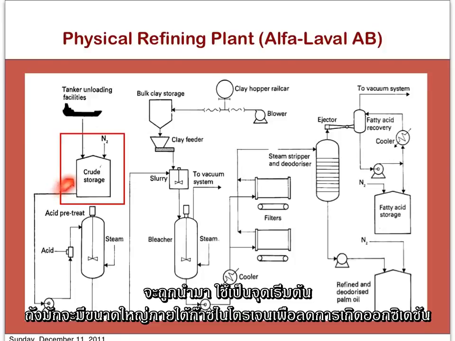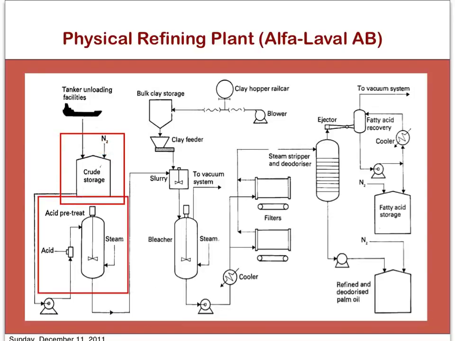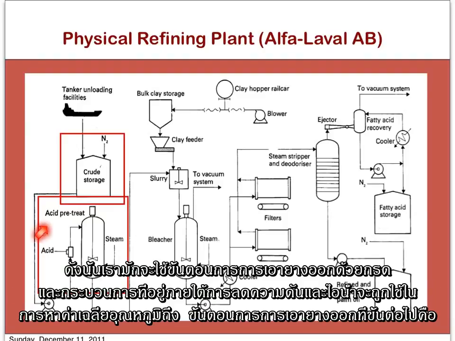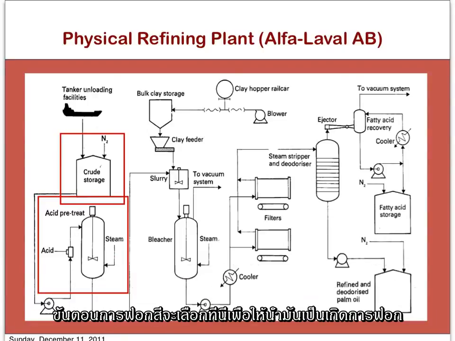So the starting point here is the crude palm oil. The crude palm oil is stored usually in a large tank under nitrogen gas to minimize the oxidation. And next is the degumming step. In physical refining, degumming is a very important step to remove the gums from the oil. So usually we use acid degumming process, and the process is done under reduced pressure, and the steam is used here to elevate the temperature to aid the degumming process.